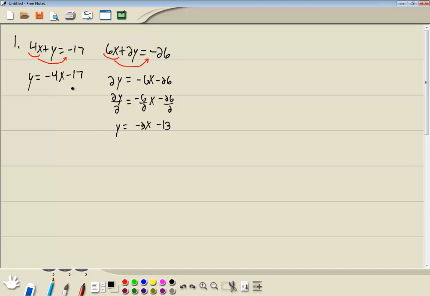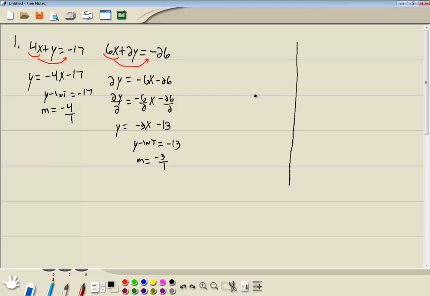Now for this one, the y-intercept is negative 17, the number at the end. For this one, the slope, number in front of your x, which is negative 4, and I'll put it as a fraction, negative 4 over 1. Now for this one, our y-intercept is negative 13, and our slope is negative 3 over 1. Again, slope is whatever's in front of your x, I'll put it in fraction form.